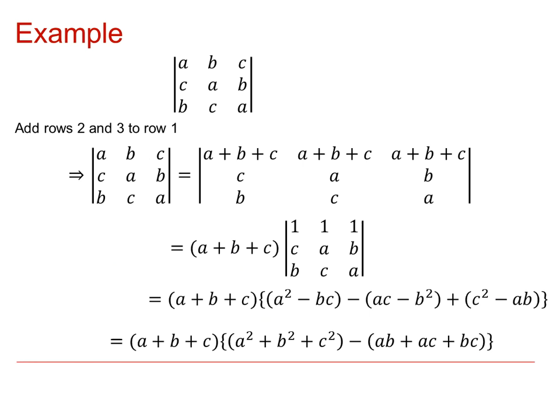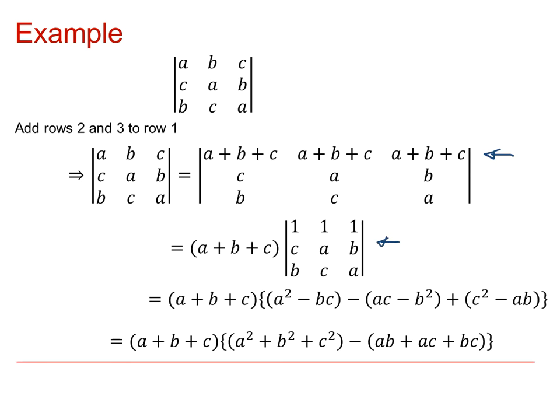So here's what we've done so far. We use the row operations to produce the first row with a common factor A plus B plus C, and have factorized that out to give the determinant here, and evaluated that determinant.